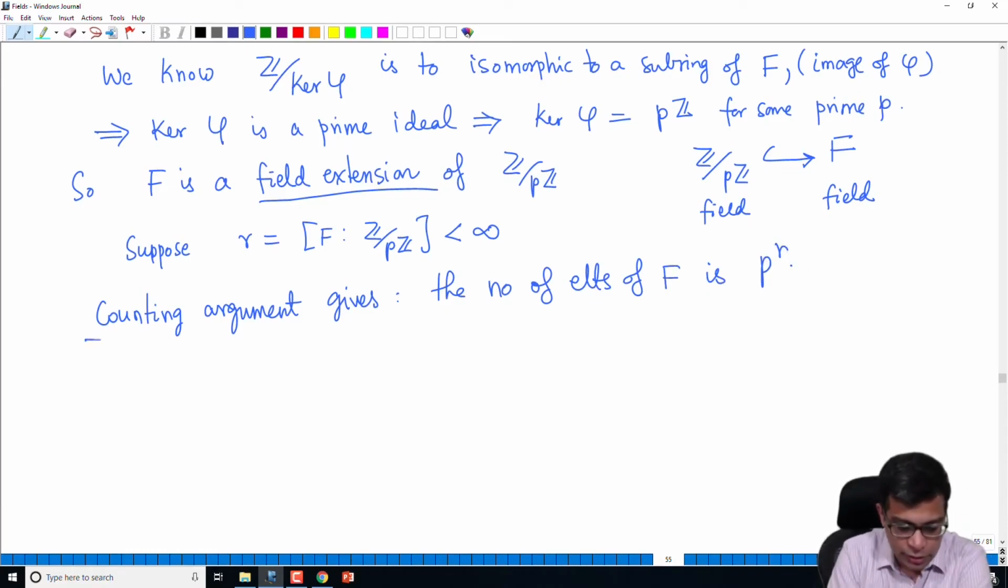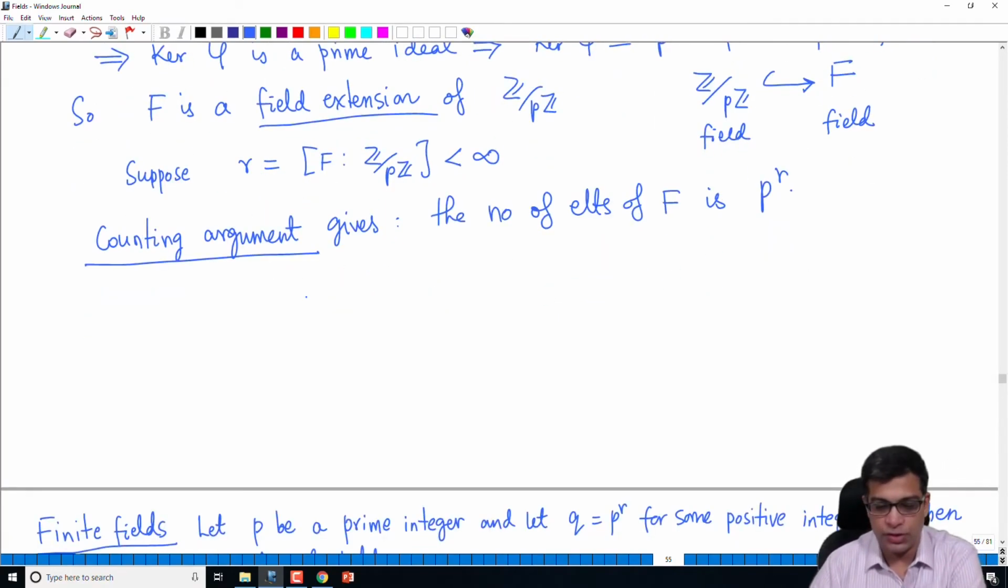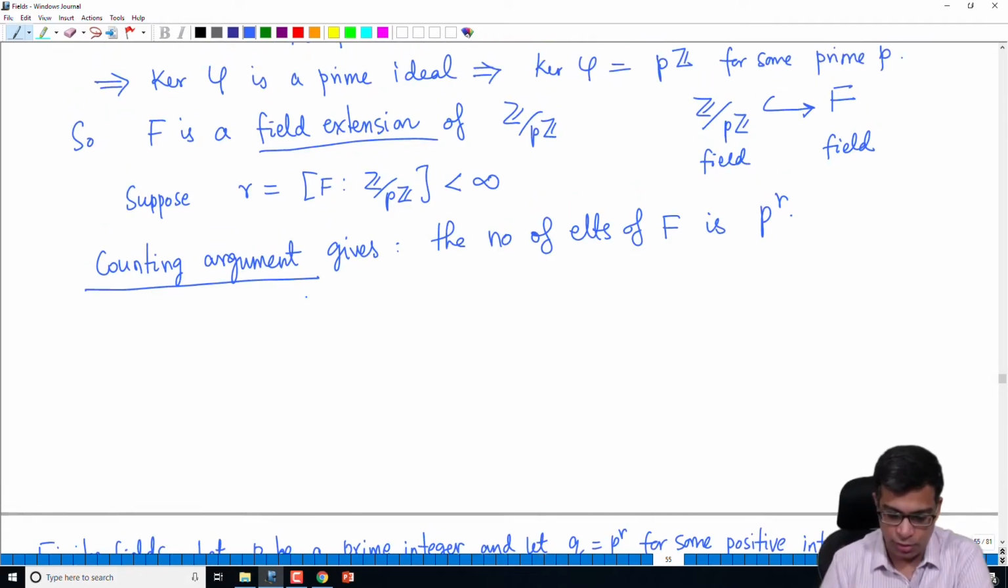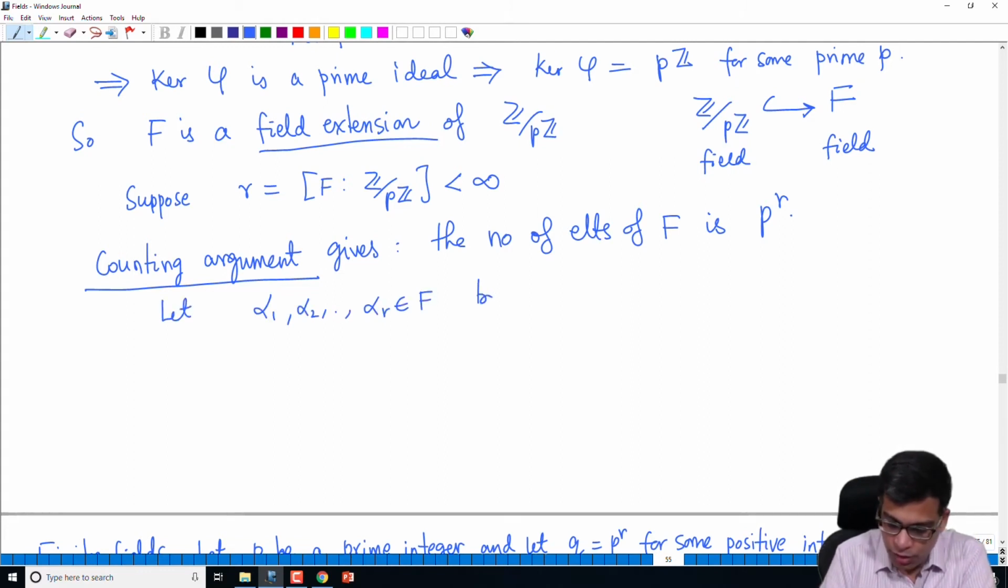And the reason, so this I will not do in detail because this is something that you would have seen, similar arguments you would have seen in other courses. This is because r is the degree of the extension, right? So I will give a sketch of the argument, not the full argument. So let's say alpha 1, alpha 2, ..., alpha r in F be a basis of F over Z mod pZ.